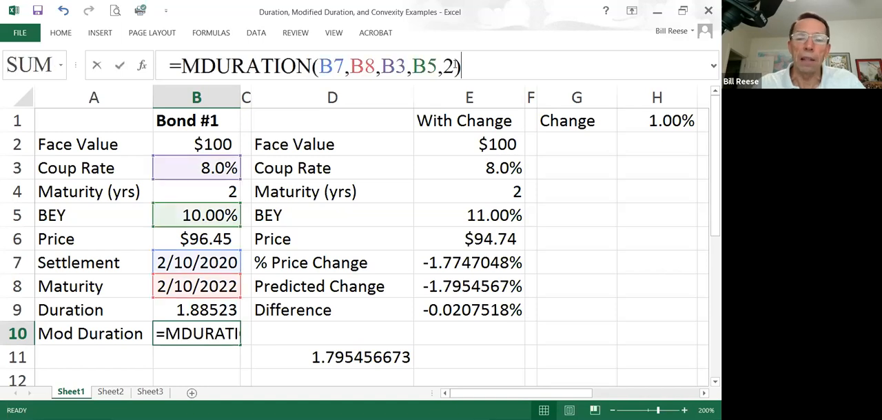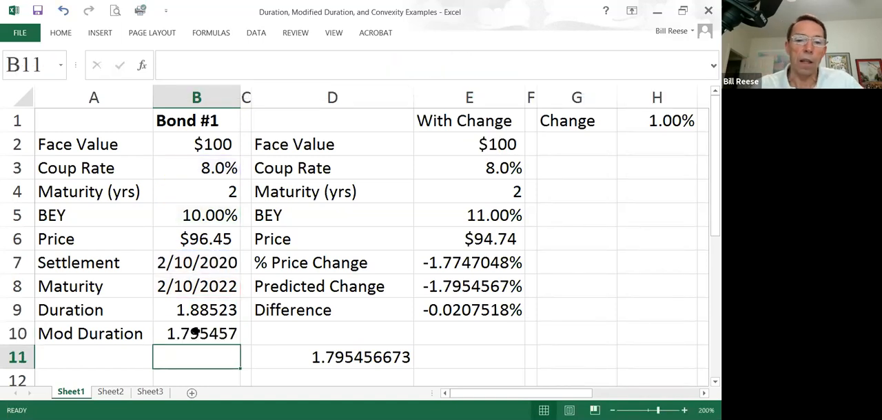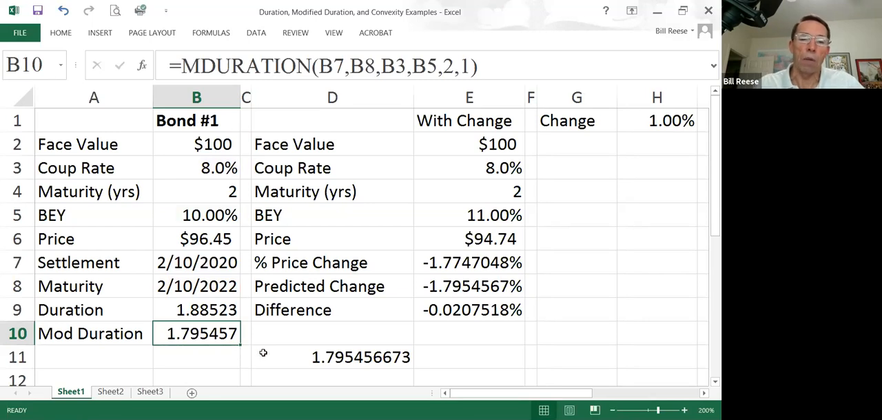And I didn't have the basis in there already. We'll put it in now. And 1, and there is the modified duration of the bond there. So what Excel is doing is calculating the duration and then dividing by 1 plus the semi-annual yield to give us the modified duration.